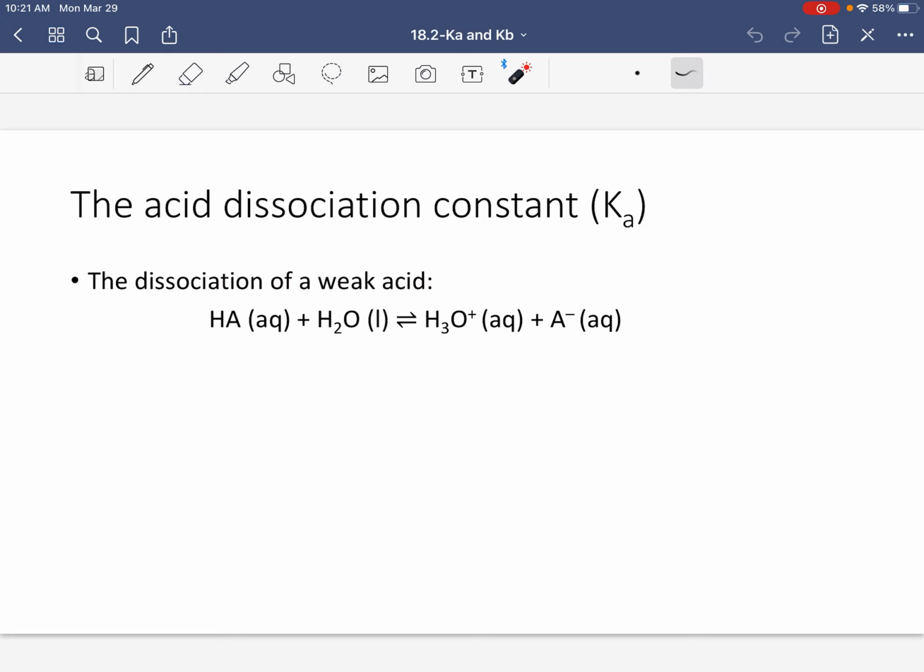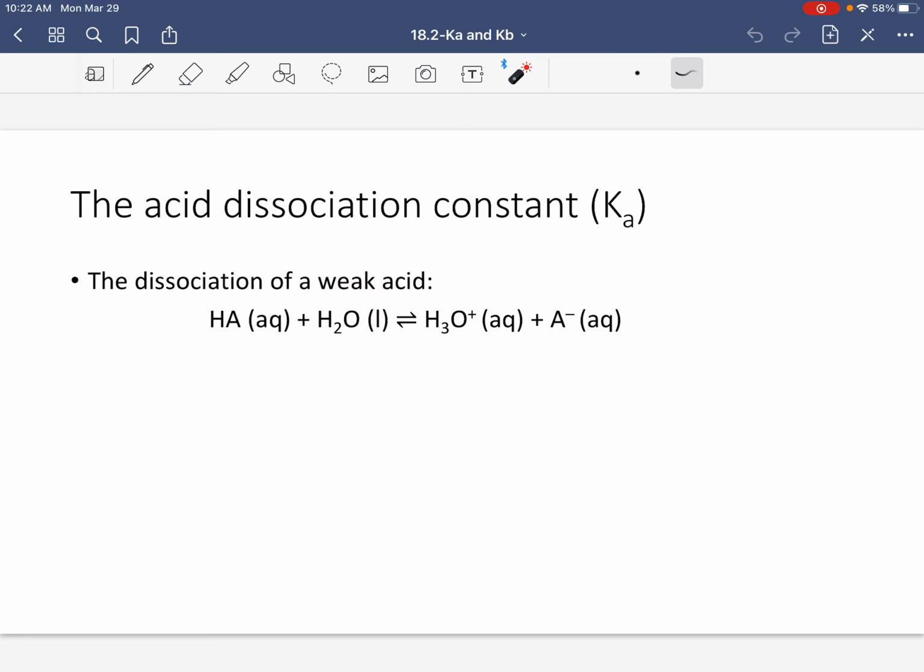This is, of course, an illustration of what happens to a weak acid in aqueous condition, where it reacts with water to give you an H3O plus and A minus. We saw from last time that HA is an acid. It's a weak acid in this case because of this equilibrium sign. Because if this was a strong acid, it wouldn't have this sign. It would just have this sign.